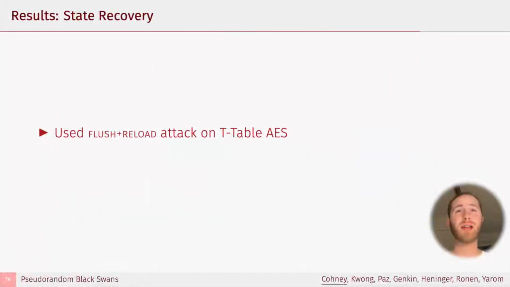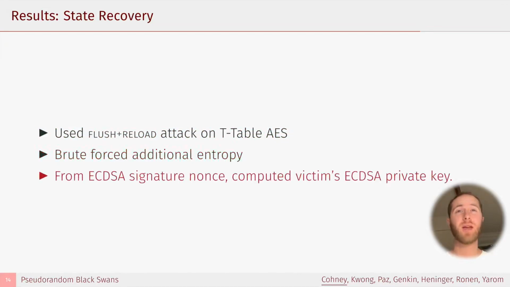What did this process look like in practice? We used flush reload to attack the software AES implementations used across the various libraries. We brute forced any additional entropy used by the implementations. And then, from the ECDSA signature and nonce, we computed the victim's ECDSA long-term private signing key. With the key in hand, our attacker can generate fraudulent signatures, thereby successfully impersonating the client.